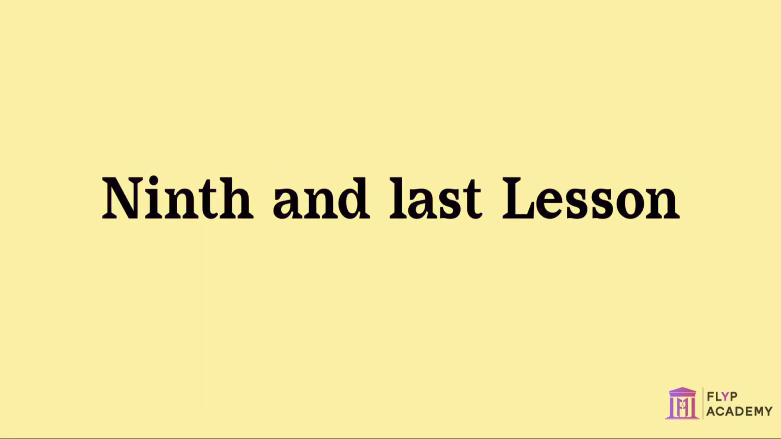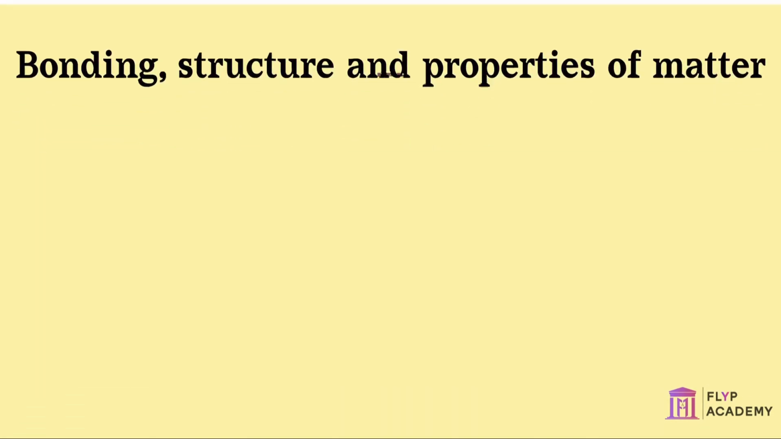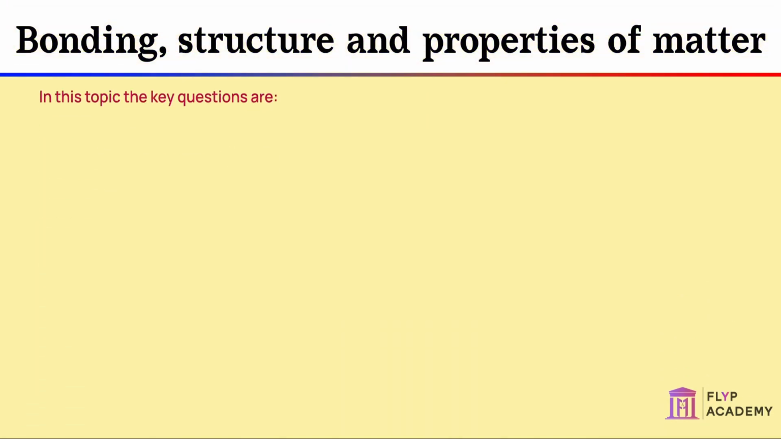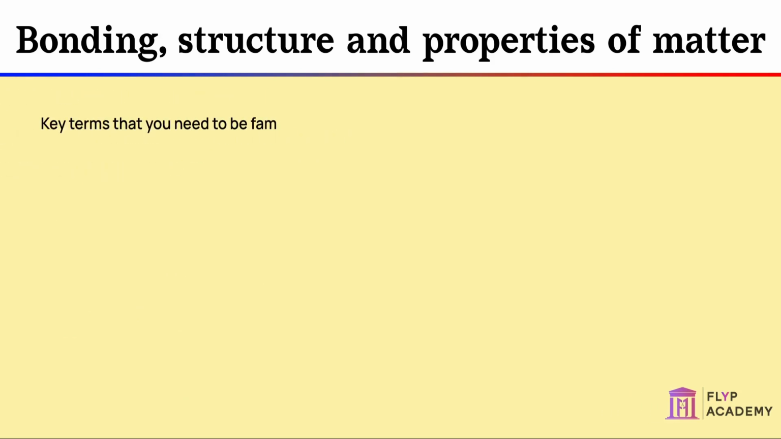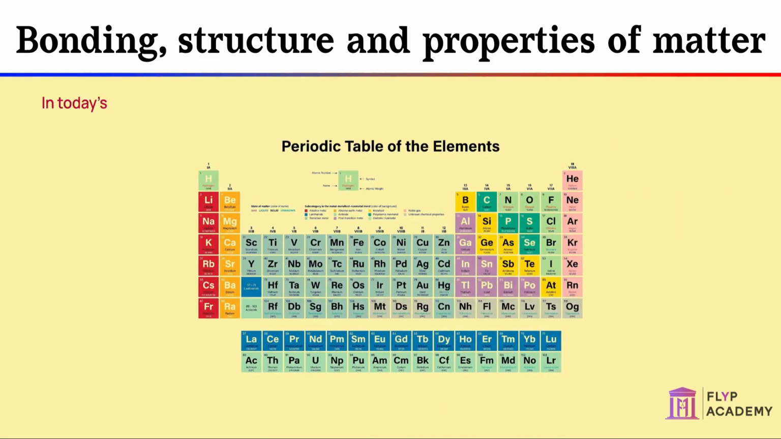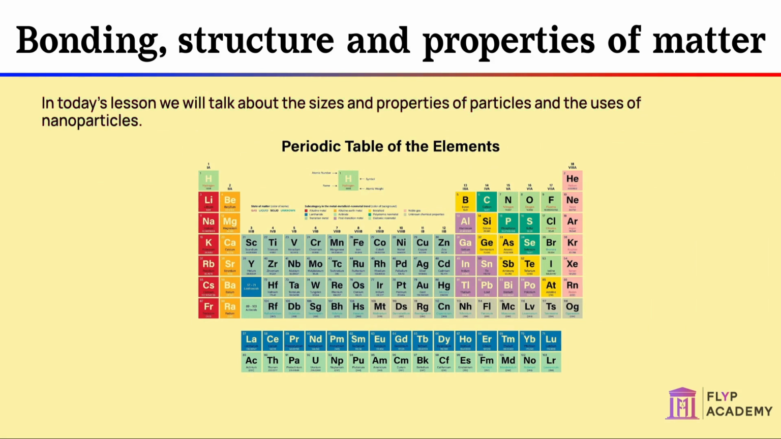Welcome to the 9th and last lesson of the Bonding, Structure and Properties of Matter topic. In this topic, the key questions are: 1. What are the sizes and properties of particles? 2. What are nanoparticles used for? Key terms that you need to be familiar with: particle size, nanoparticles. In today's lesson, we will talk about the sizes and properties of particles and the uses of nanoparticles.